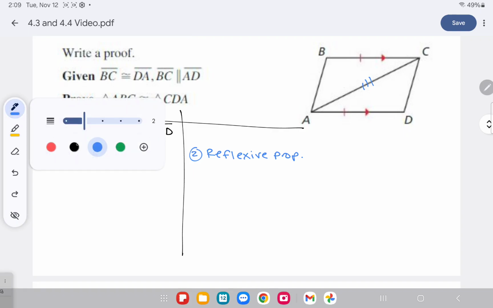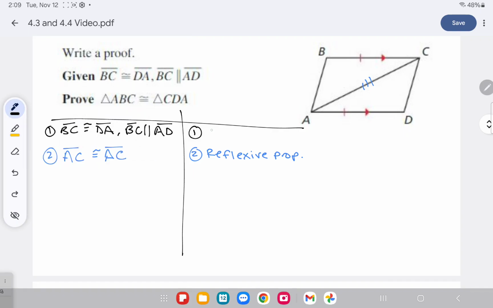I forgot to write my given there for step number 2. There's nothing else that we know in this picture without using the given statements. The only two things you can mark up in a picture without looking at your givens are the reflexive property, which can always be marked, and vertical angles, which we can always include as well. So we use the reflexive property. That's the only thing we can include just by eyeballing the picture.